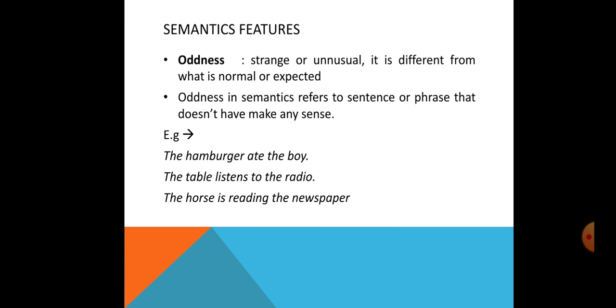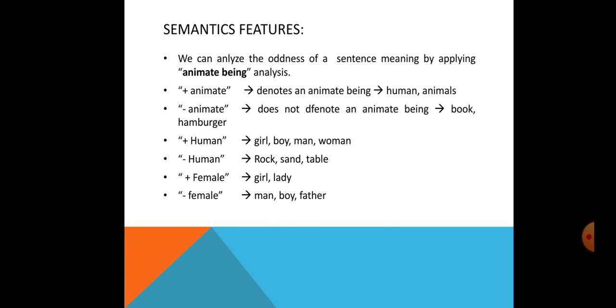Another example, "The table listens to the radio" or "The host is reading the newspaper." These three sentences are syntactically or grammatically correct, but in terms of meaning, they don't make sense. So this is what we call oddness in semantics.